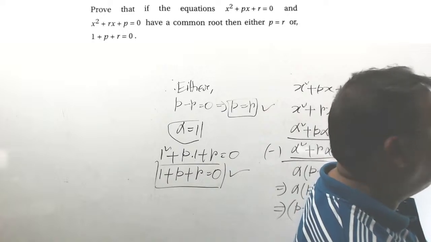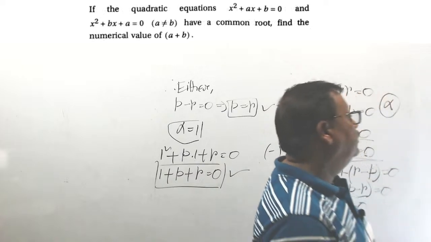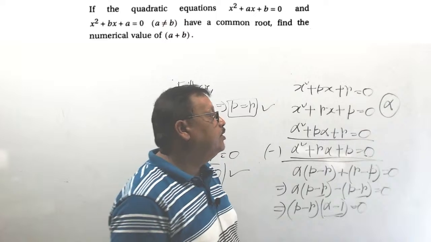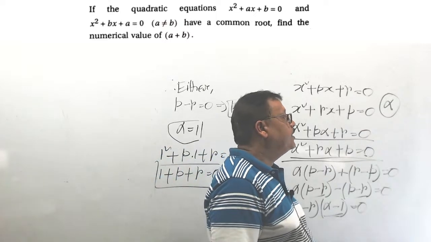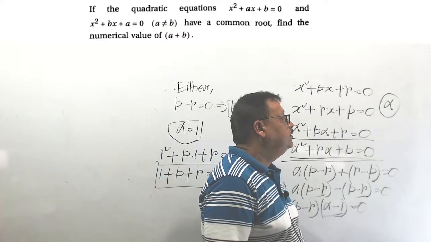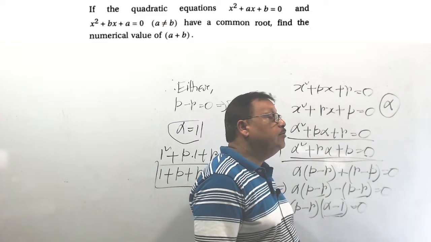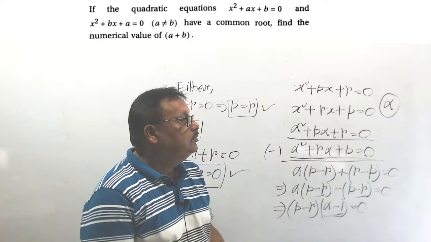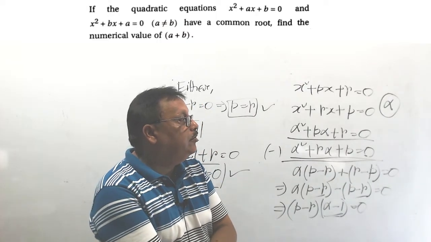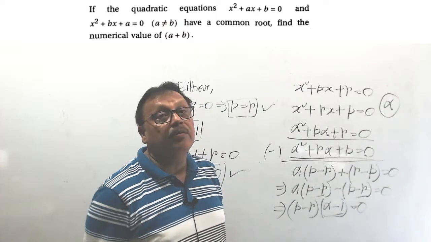What is the next one? See. If the quadratic equation x square plus ax plus b equals to 0, this and this have a common root, find the numerical value of a plus b.